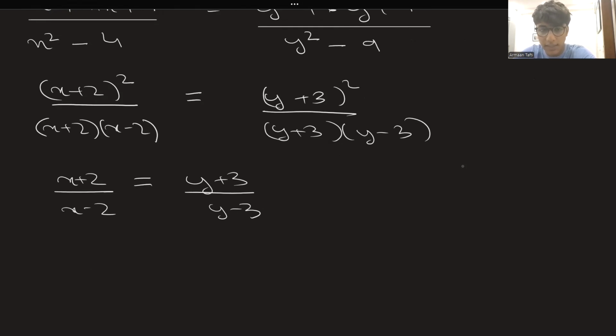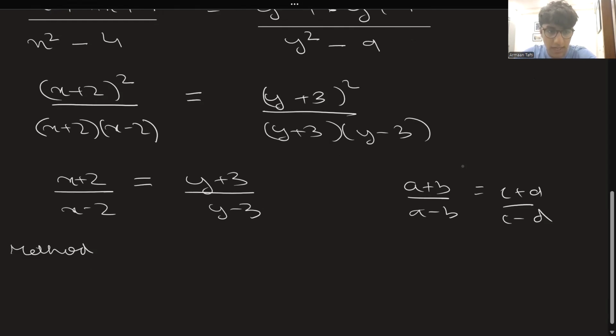Remember, we know that CND is a plus b by a minus b equals c plus d by c minus d. Now, some of you may notice, isn't this already in the form of a plus b by a minus b? So then where does this come from? I'm just going to show this in two methods. So let's see method one. This is the method I like to use. Method one: I consider x as my A, 2 as my B.